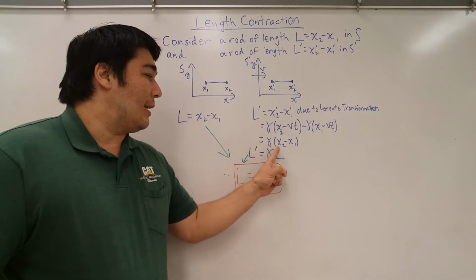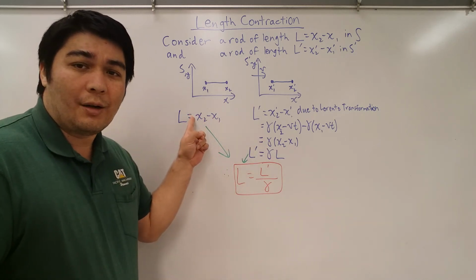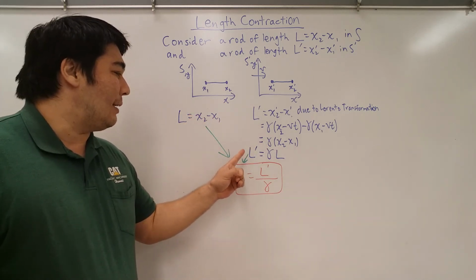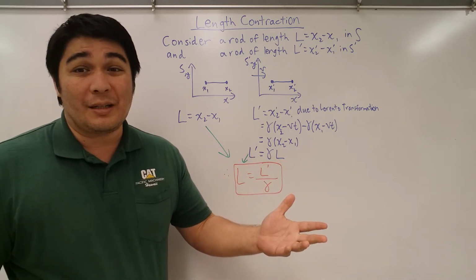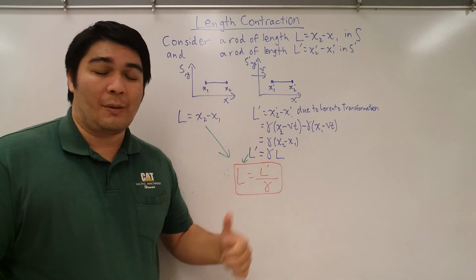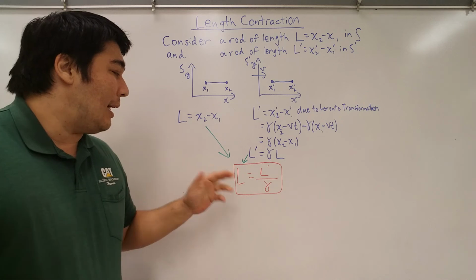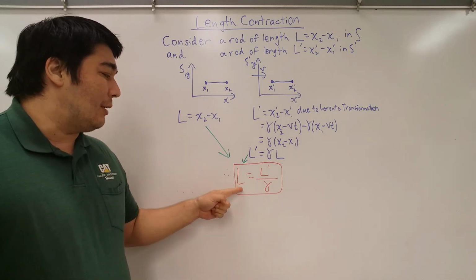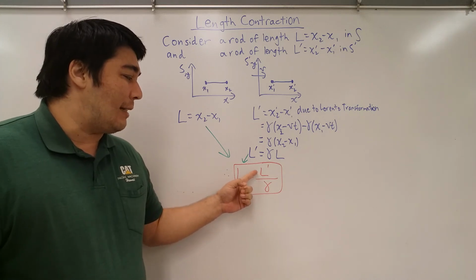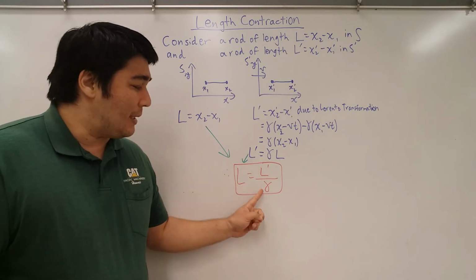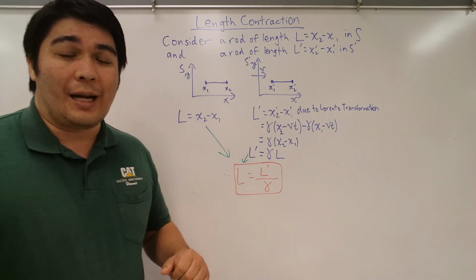We've got gamma times (x2 minus x1). Oh wait, we just saw that over here. So we can say now L prime is equal to gamma times L, but usually we don't want to talk about the non-inertial reference frame because usually we are in the inertial reference frame. So the answer to length contraction would be the length of the object that you measure is whatever its length is at relativistic speeds divided by that function gamma. So that's how you find length contraction.